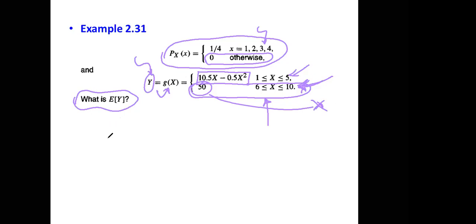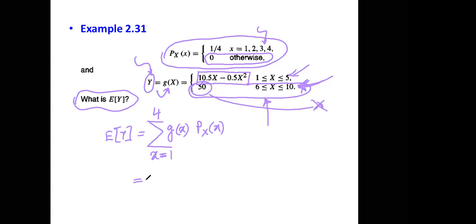So actually, what we will find, this E of Y will be equal to the summation of g(x) into p(x), from x equal to 1 to 4. The upper limit is 4, because we don't need to think about 5, 6, 7, 8, since for those the px values are 0. So it is enough to add up to 4.